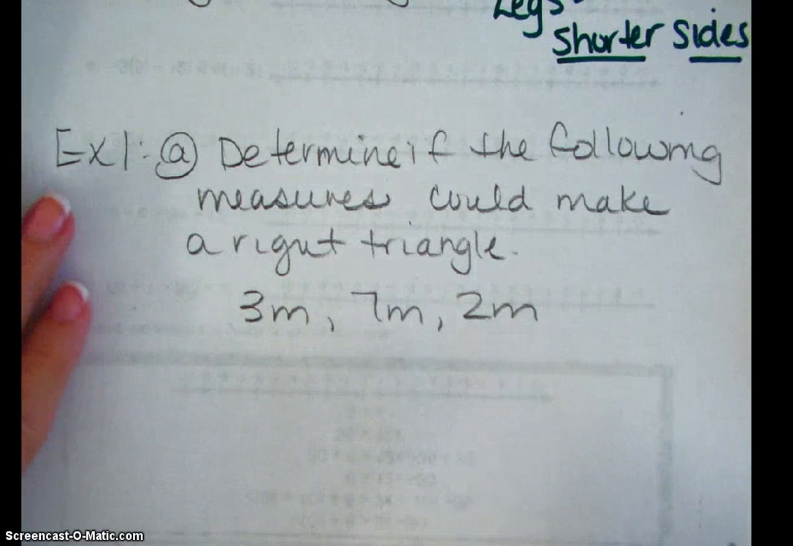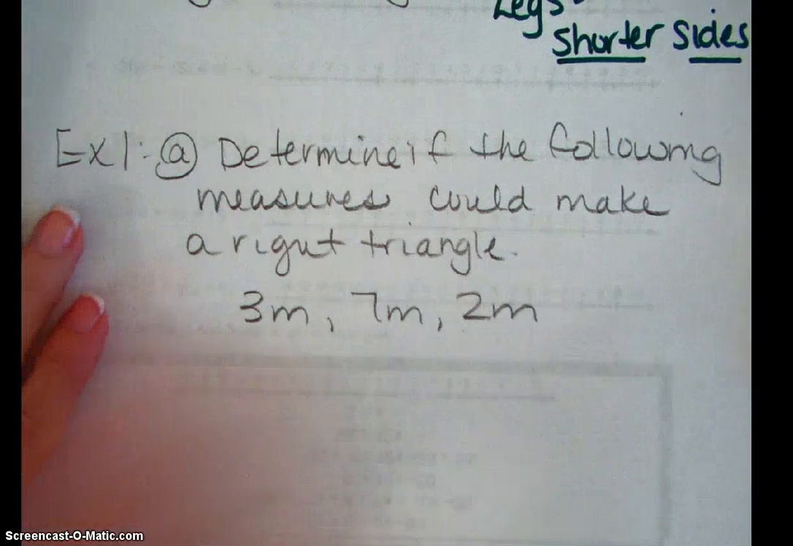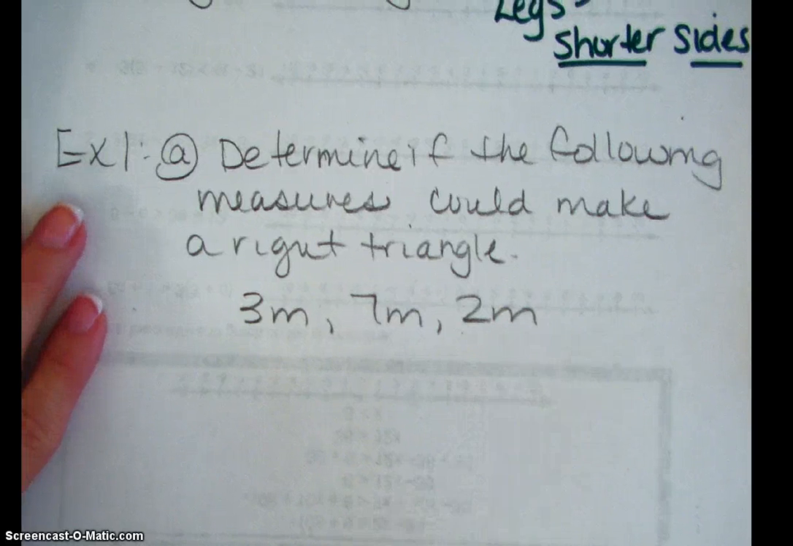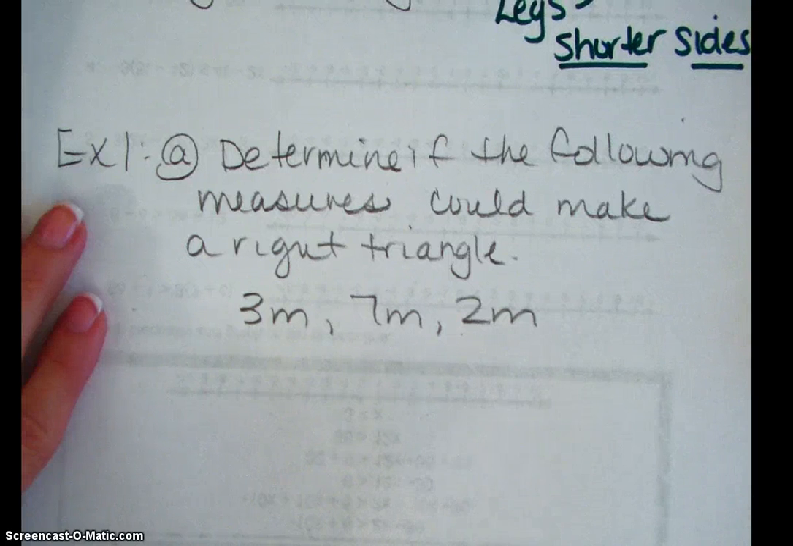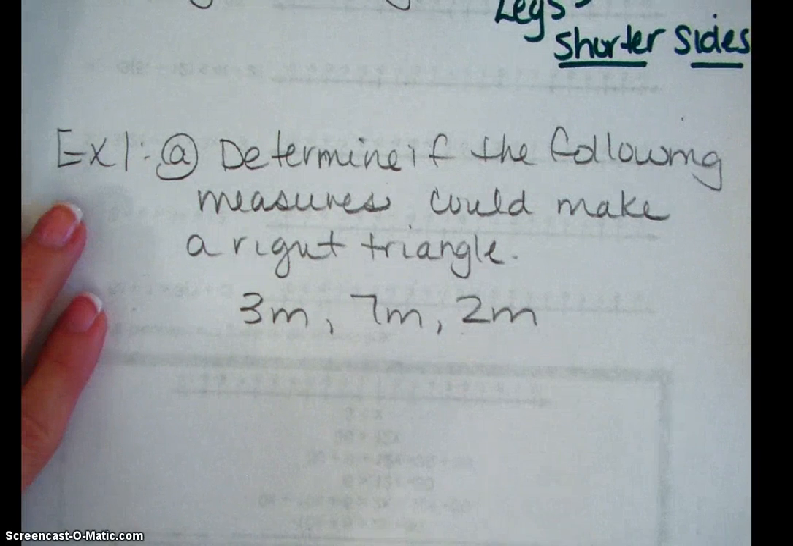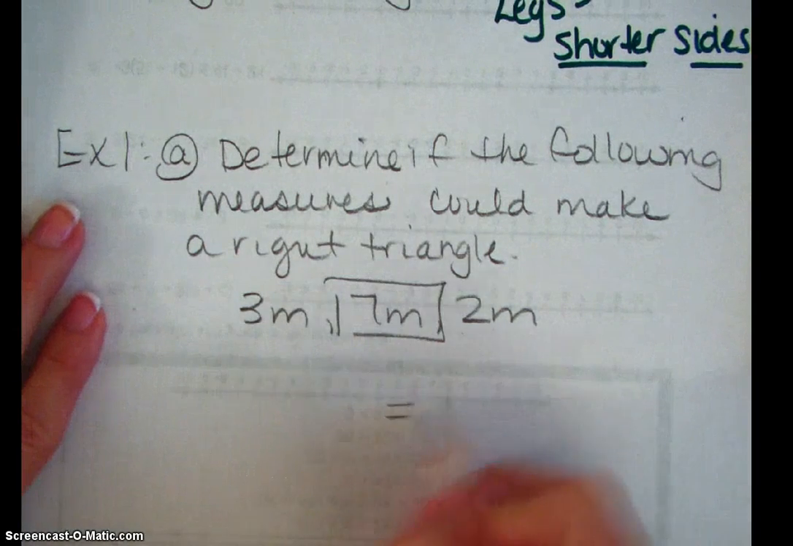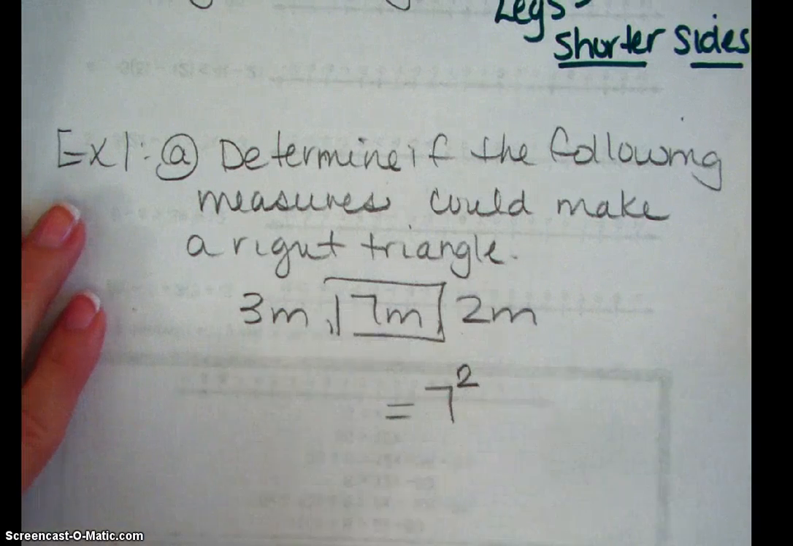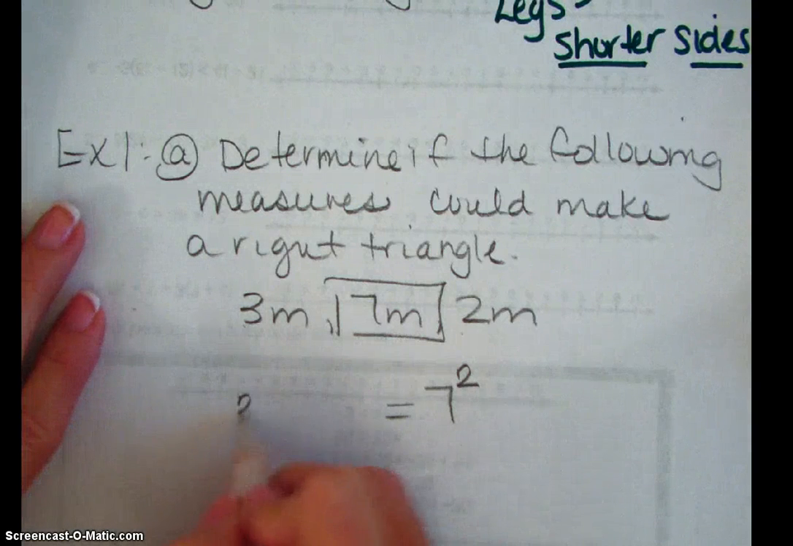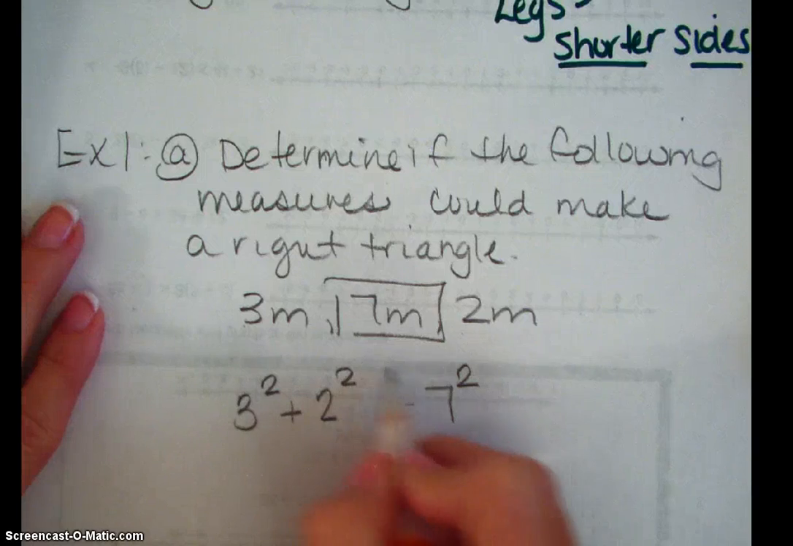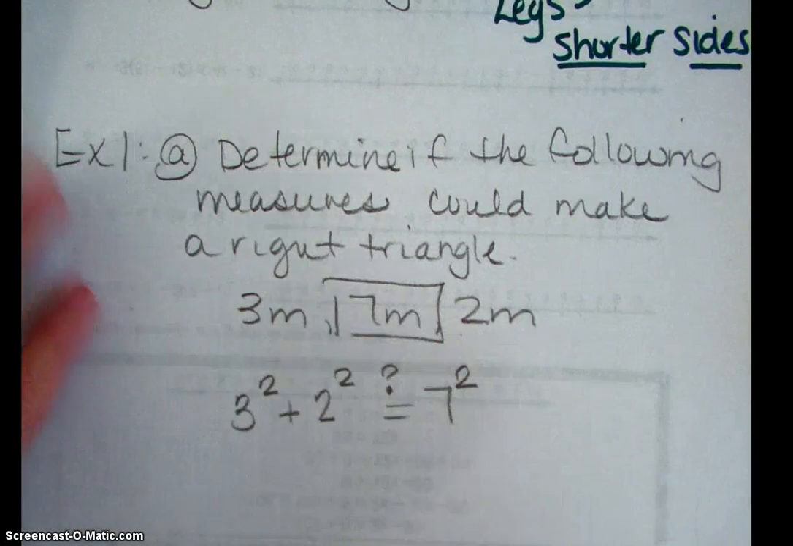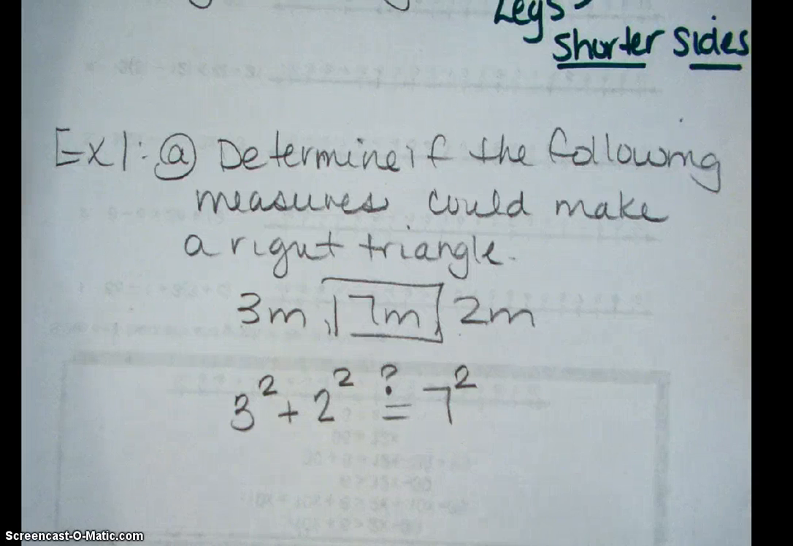Okay, well, what do I know? I've got 3 measures, and I've got in my formula A, B, and C. Well, I know something important about A, B, and C. I know C is always my longest length, and A and B are my shorter. Okay, so with that said, which one is your longest length? 7. So that has to be on this side, and then I square it, leaving 3 and 2 as A and B. And again, it doesn't matter which one's which. Now I'm putting a question mark because I want to see, does my left side equal my right side? And if it does, then yes, it would make a triangle.